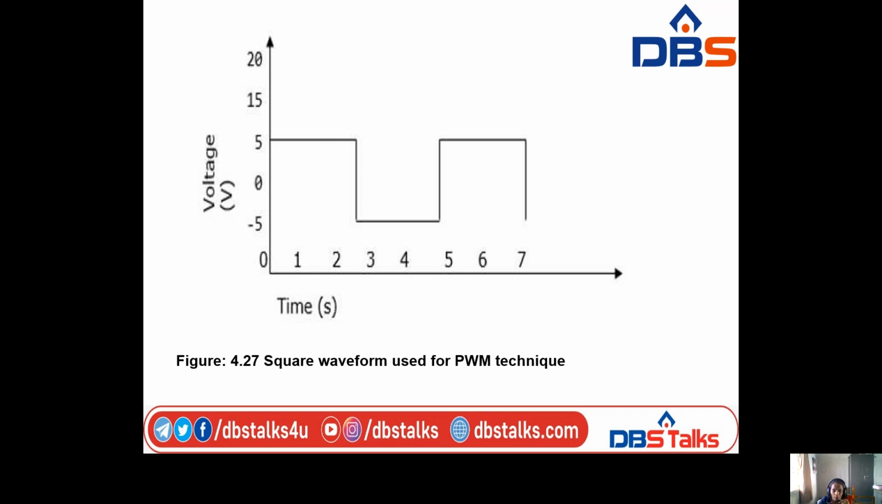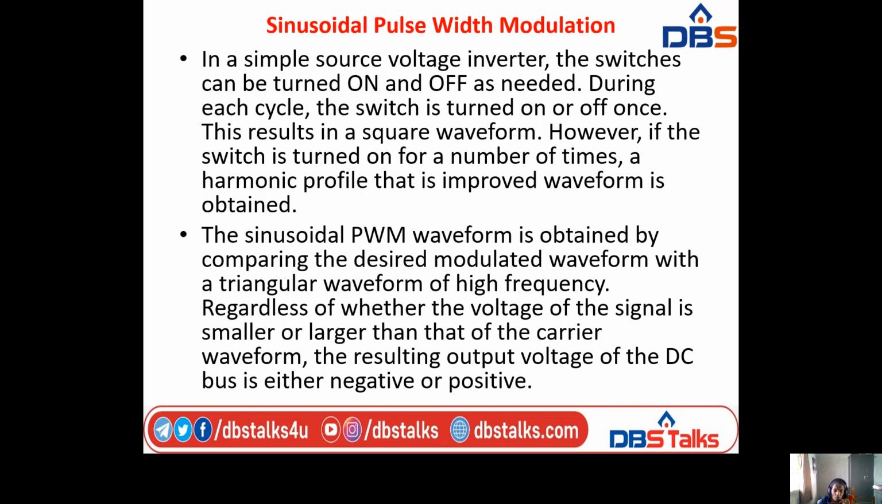Next, when we are using the sinusoidal pulse width modulation technique, it is a simple source voltage inverter. The switches can be turned on and off as needed. During each cycle, the switch is turned on and off once. So this results in a square waveform.